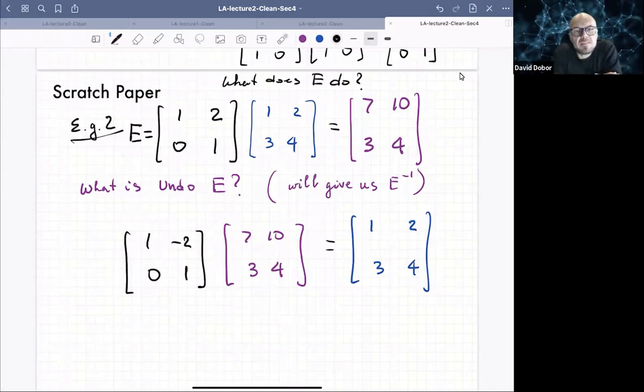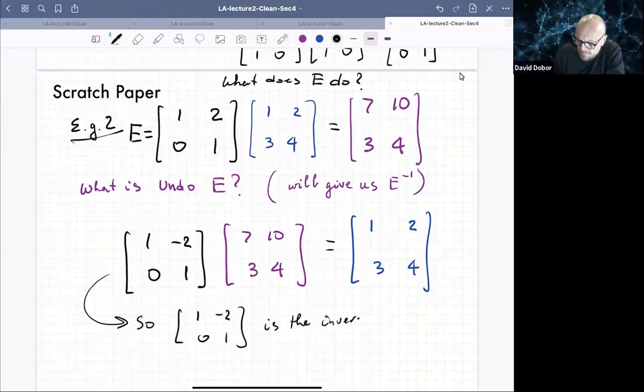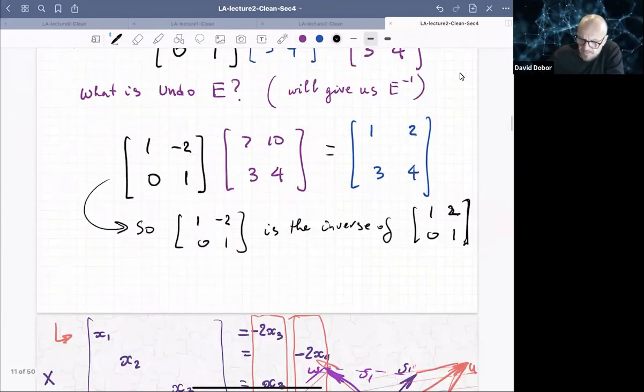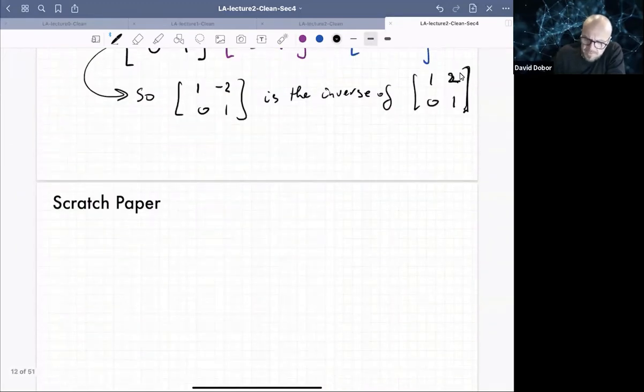Do people see this? Okay, so 1, minus 2, 0, 1 is the inverse of 1, 2, 0, 1. So some inverses are easy to compute just by thinking of what their entries are. Okay, one quick one. This is like a 2-second one. What's the inverse of this?